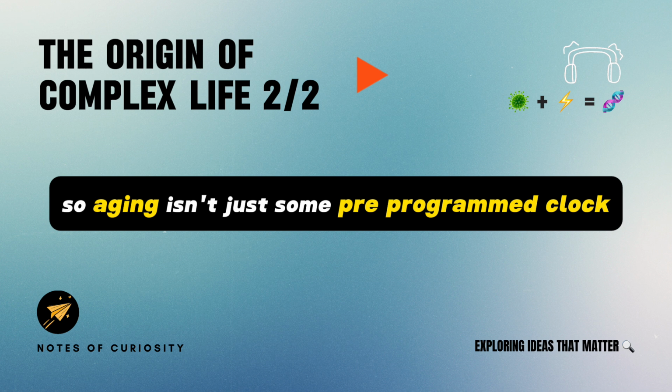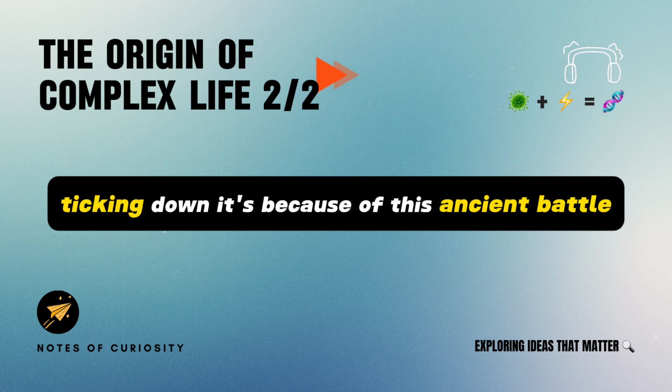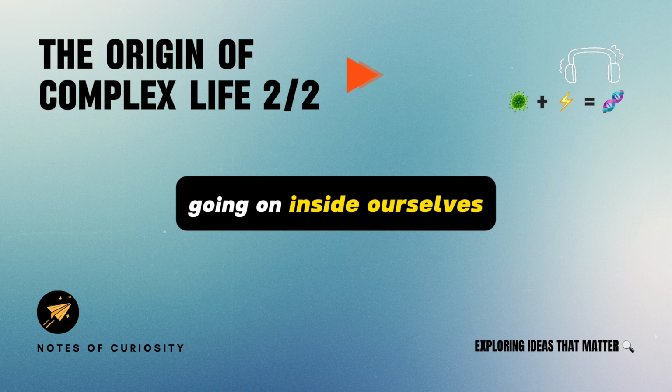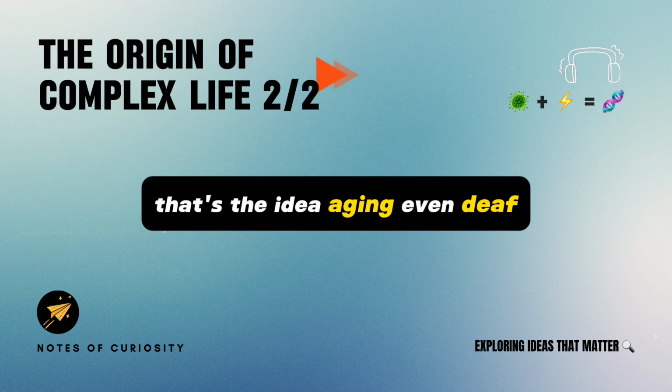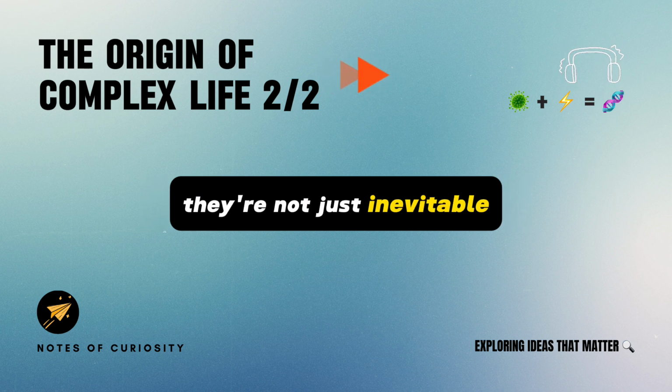So aging isn't just some pre-programmed clock ticking down. It's because of this ancient battle going on inside our cells. That's the idea. Aging, even death, they're not just inevitable.